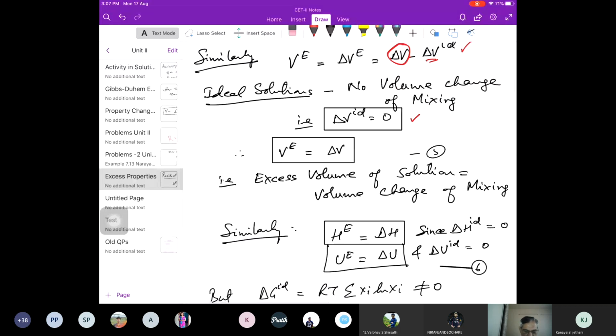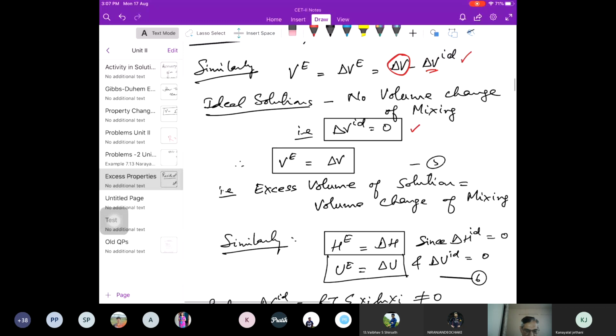Right? Similarly, we can say that H excess, लिया by this definition, ये जो लिया H excess ये लिया हमने. Suppose we define H excess like this, right? H excess is equal to delta H excess is equal to delta H minus delta H ideal, right? And we know that delta H ideal is equal to 0. हमने prove किया था last week. So H excess is nothing but delta H. Right? And similarly, U excess is nothing but delta U, because delta U ideal is equal to 0. Why is delta U ideal equal to 0?